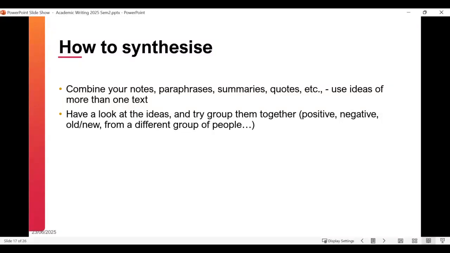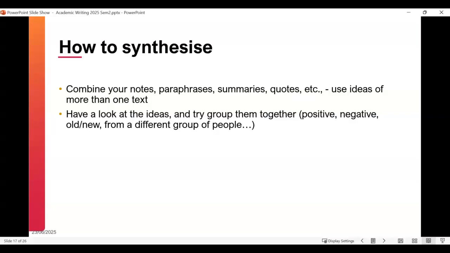because synthesizing is not just a list of what people say. So you can't say author A has this idea, author B has this idea, author C has this idea. That's not synthesizing at all. That's just a list of what people said. So to synthesize, you need to get those ideas together. And how you do that is you group them somehow.